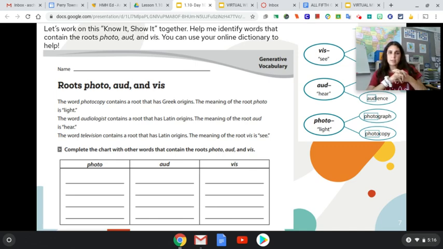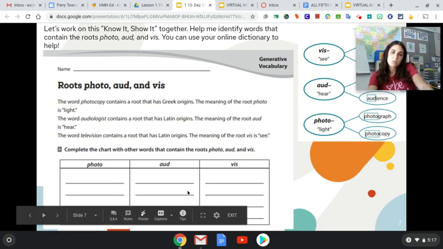So we know that photo means light. So you would list words with the root photo underneath. Photograph, photography, those types of things. The word audiologist contains a root that has Latin origins, and the meaning of the root aud is hear. So we would add words in our chart with the root aud in it.